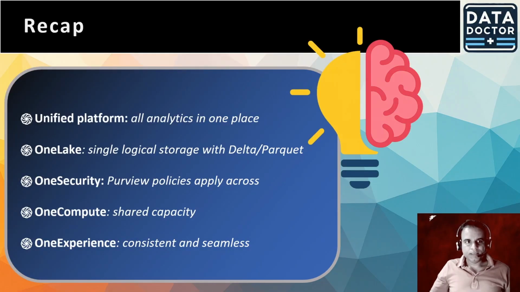Let's have a recap. First, we learned that Fabric is a unified data platform, and you can do all analytics in one place. The key attribute is OneLake. We have single logical storage and a single format of Delta Parquet. Security is also done in one place, which is Purview policies. We have shared capacity, so we do not need to buy the capacity and compute individually, but only centrally. And then we have one experience which is achieved through a consistent UI and where all the services are seamlessly integrated. So after this recap slide, let's move to the last part.